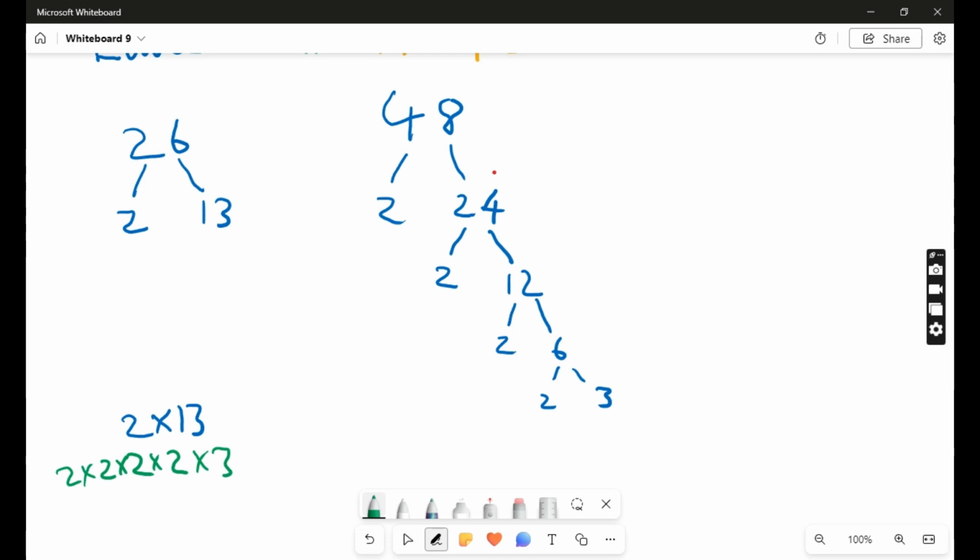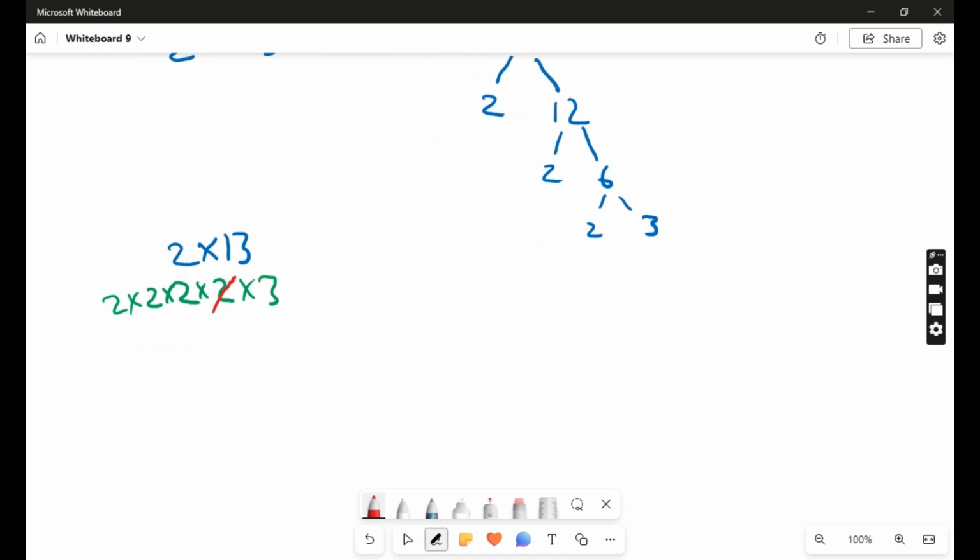So the first rule you need to notice is that if there's any shared pairs, you need to cancel out one of the numbers. So as you can see, we have a pair of 2s, so I'm going to cancel out one of these 2s. As there's no more pairs, we don't need to cancel out any more numbers. So what we do now is we multiply our two products with the number cancelled out to find our lowest common multiple.